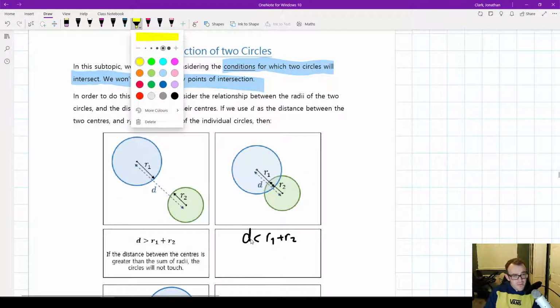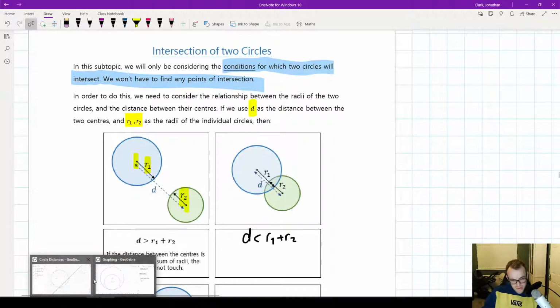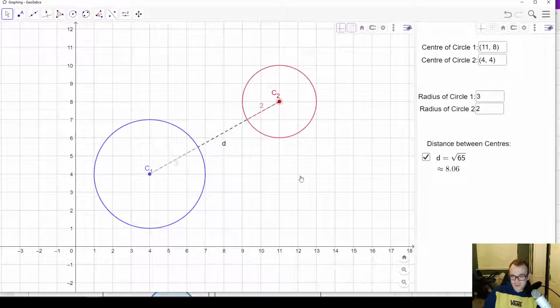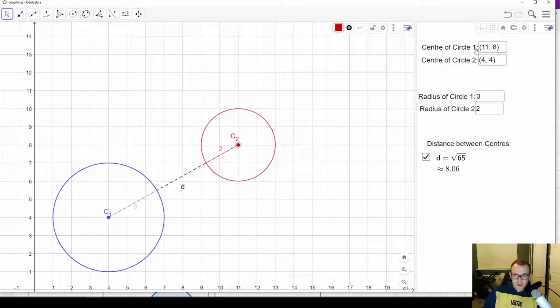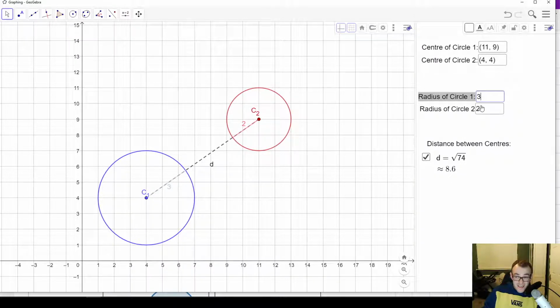Now, a little bit of algebra. We're going to be using the letter D to represent the distance between the two centers, and we're going to be using R1 and R2 as the radius for circle 1 and circle 2 respectively. Let me just open the example file that I've got here already. We don't need to worry too much about these values. I'm moving this around as I need to, but the radiuses are 3 and 2 respectively for the blue and red circles.